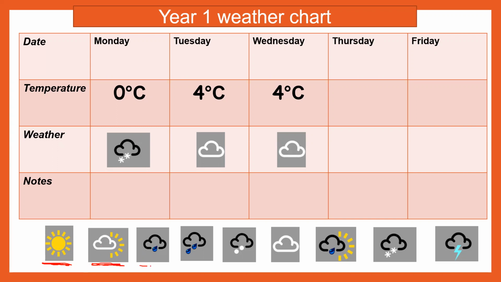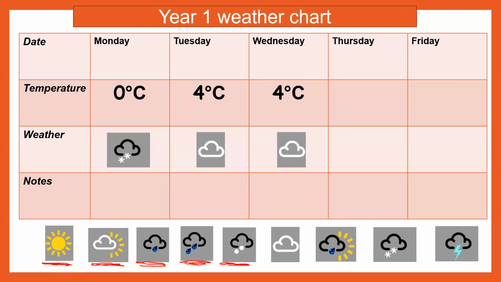Here we've got a rain cloud with 1 raindrop, so it means it's going to be raining, maybe light rain. Here we have 2 raindrops, so it's going to be heavy rain. Over here we have 2 white circles, it looks like, coming out of the cloud. That means hail.